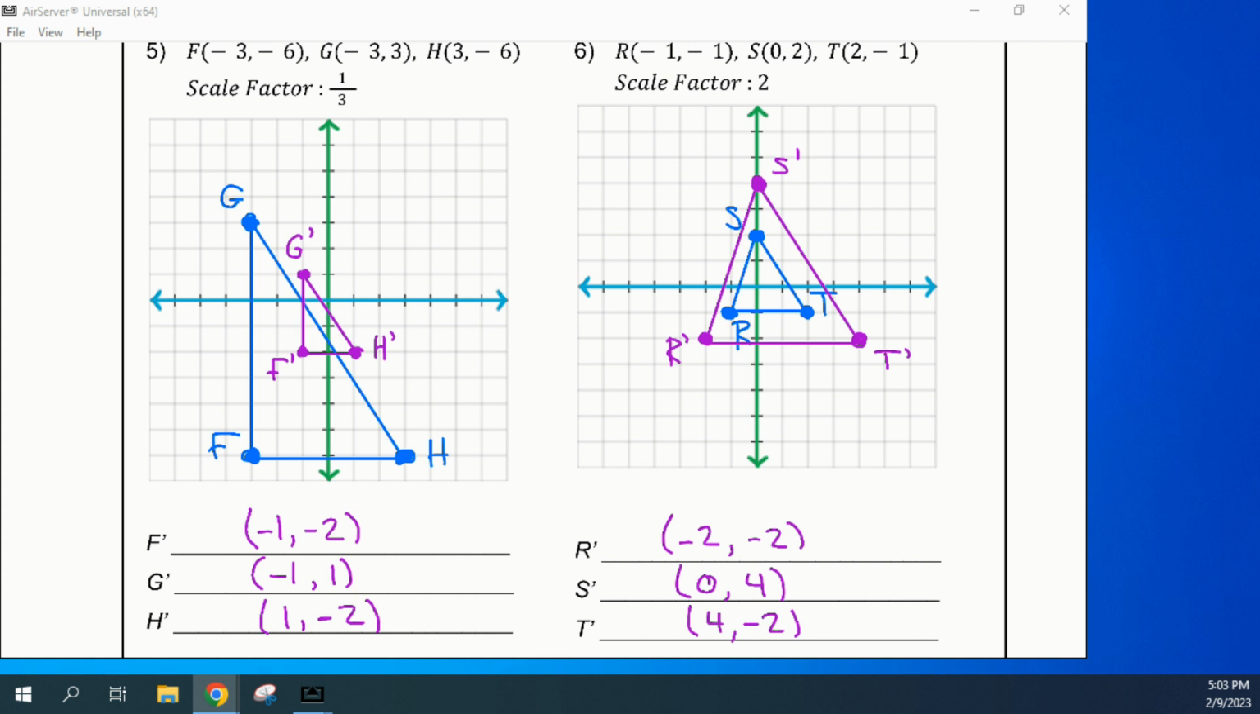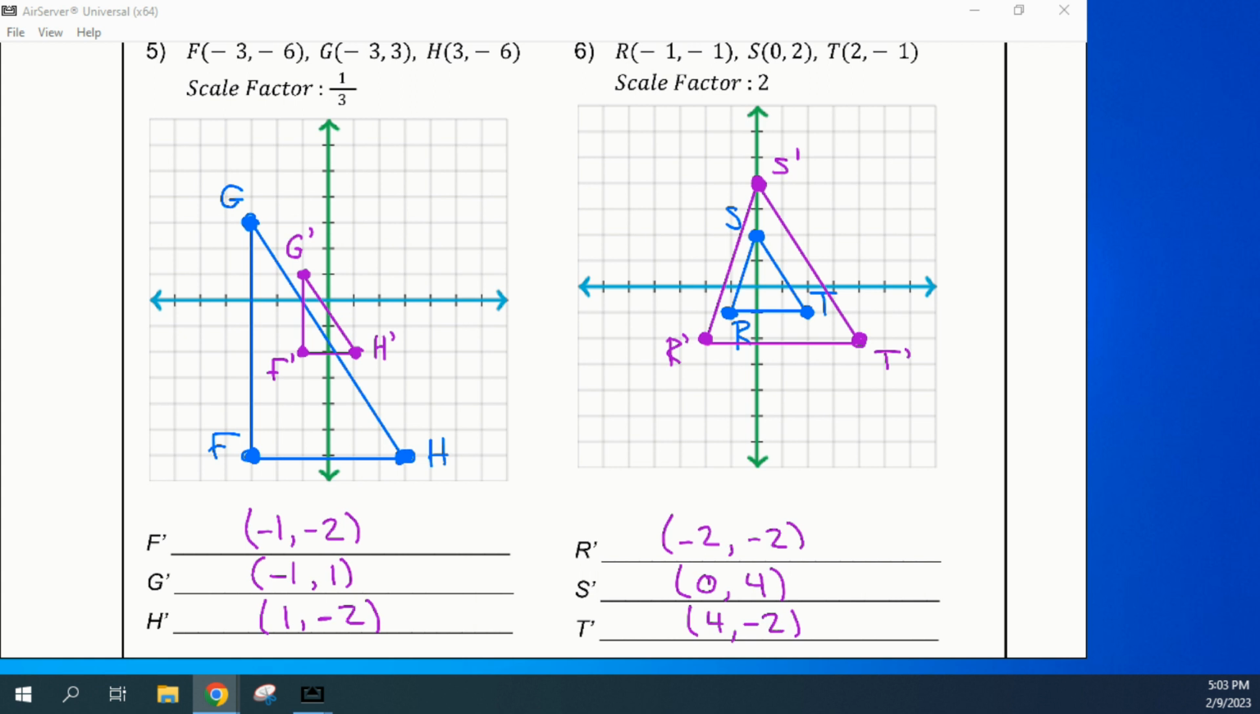And for 6, our pre-image was the blue triangle, as I normally do here, but we had a scale factor of 2. So we would anticipate that triangle to get bigger. Does that purple triangle look exactly twice the size of the blue triangle? Maybe it does, maybe it doesn't. But the math says that it is, so we have to trust that.